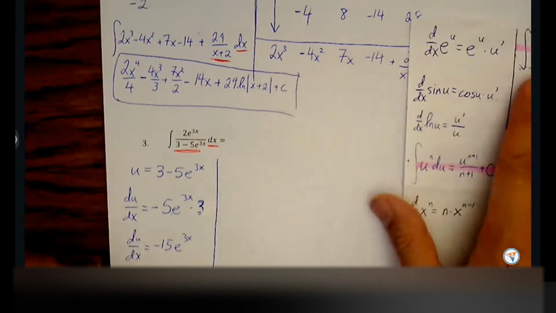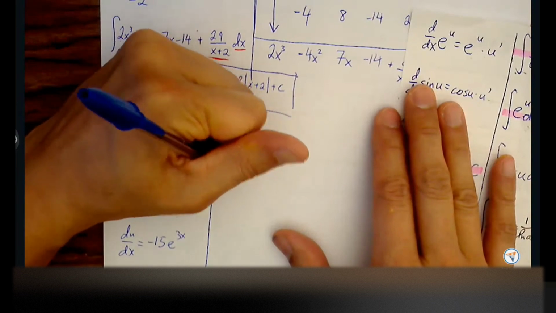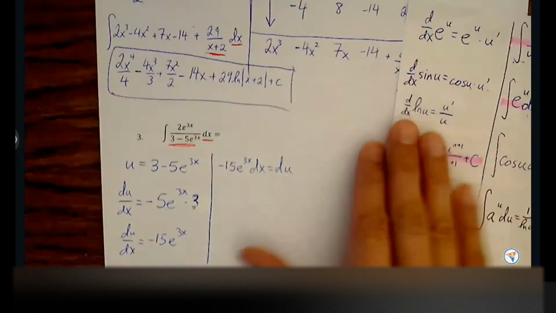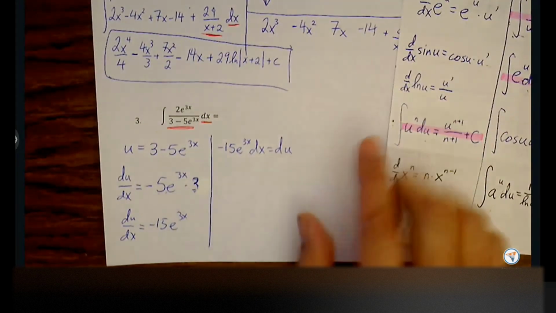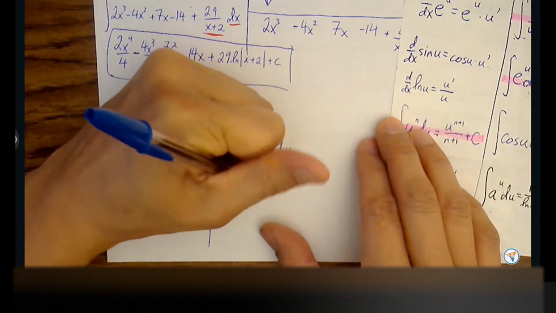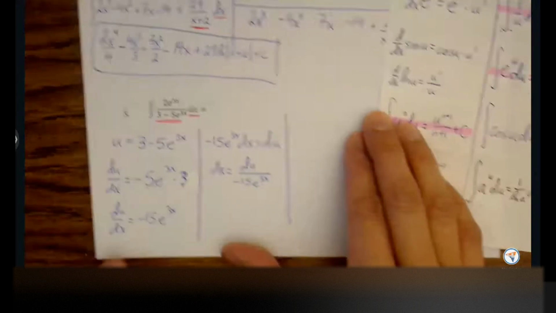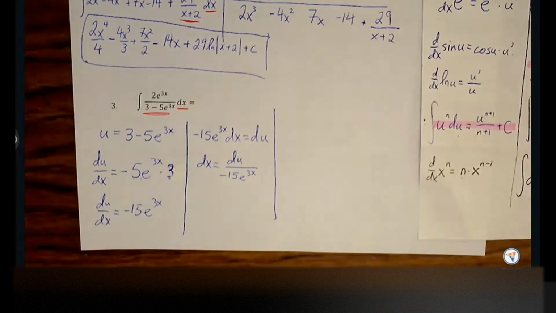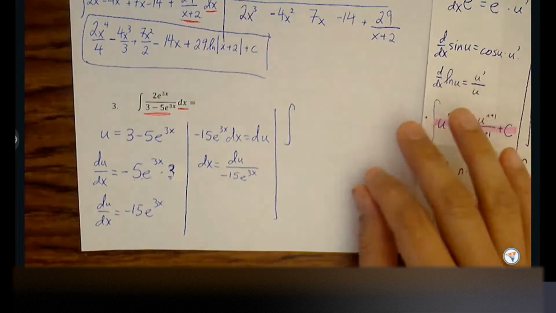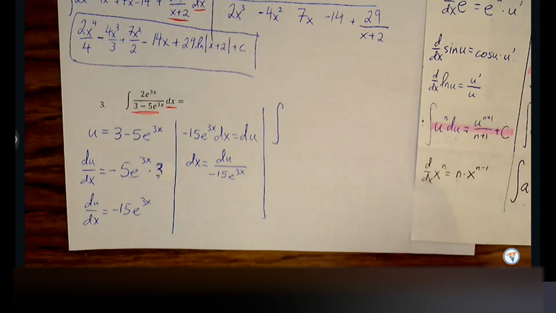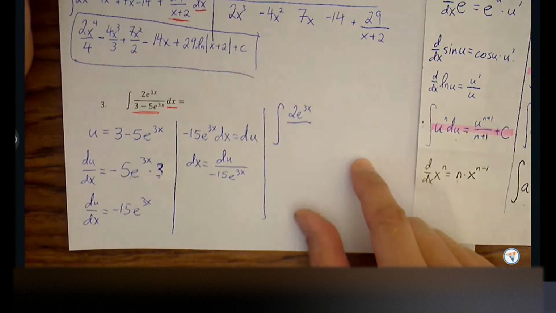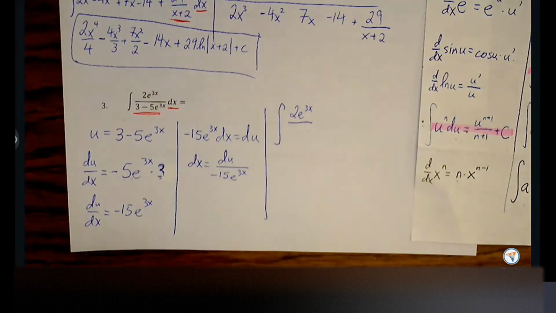Okay, cross multiply. Okay, divide the negative 15 over. Okay, Bree, do you want to put this back in? See what that looks like? Yeah, okay, so it'd be 2e to the 3x over 3 minus 5e to the 3x.